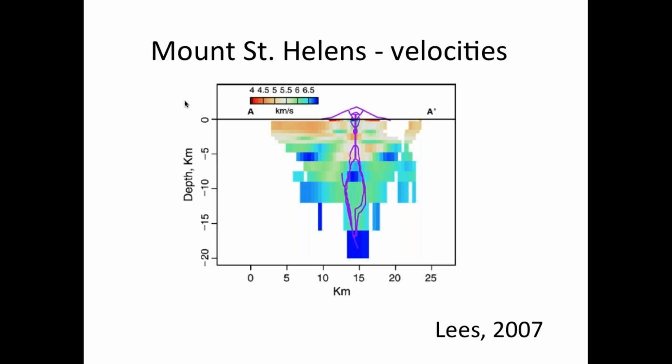There's a related question here from Ludmila Adam, and she asks, is there a model for what is the main control on the LP events and their frequency content? Are they controlled mostly by fracture or conduit width or length, or fluid type, such as magma, water, or gas?